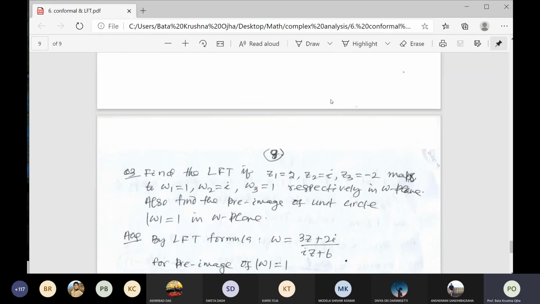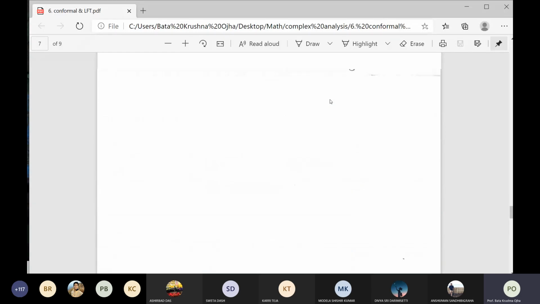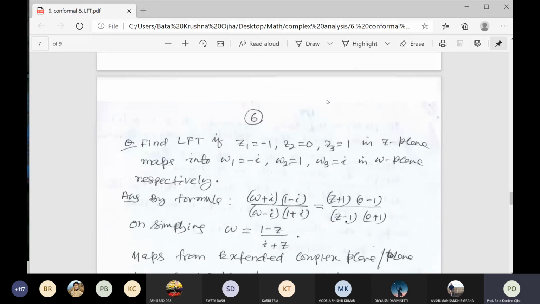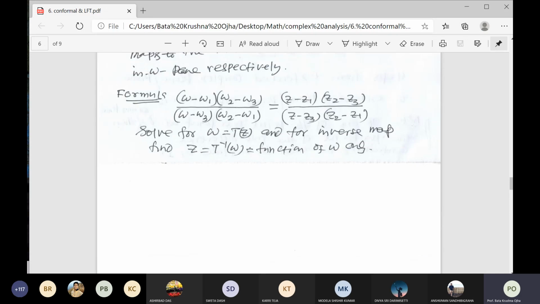So this is about conformal mapping. I have given the idea of this. In your book Kreyszig, you will find LFT and Mobius transformation in a chapter. Also in Churchill there is a last chapter, after integrations. So you should at least solve some questions. How will you find a Mobius transformation or bilinear transformation from three points to three points?